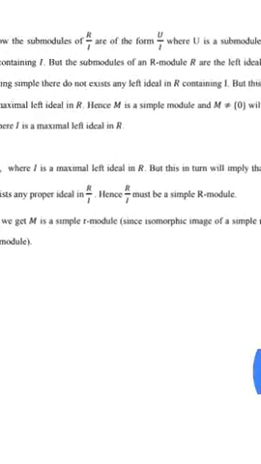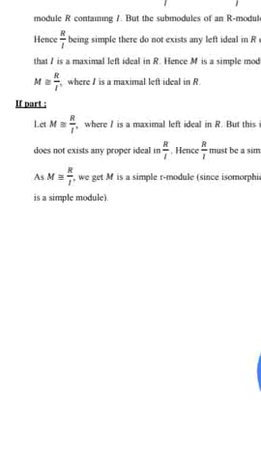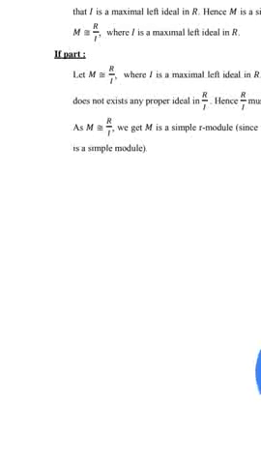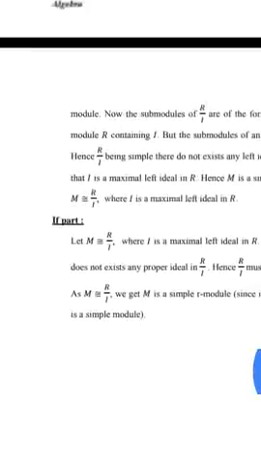If part. Let M be isomorphic to R/I, where I is a maximal left ideal in R. But this in turn will imply that there does not exist any proper ideal in R/I. Hence, R/I must be a simple R module. As M is isomorphic to R/I, we get M is a simple R module, since an isomorphic image of a simple module is a simple module.